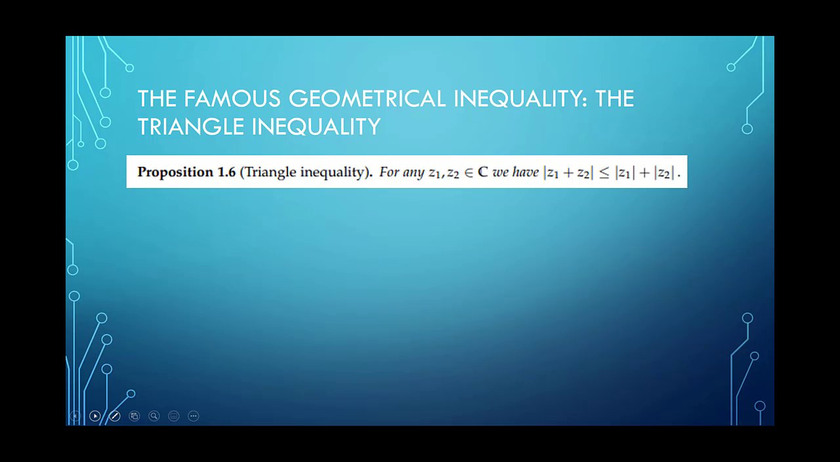But in any case, we have what's called the famous geometric inequality, i.e. the triangle inequality. So the triangle inequality says the following. For any two complex numbers, we have that the length of the sum is less than or equal to the sum of the lengths. So length of sum is less than or equal to the sum of the lengths.